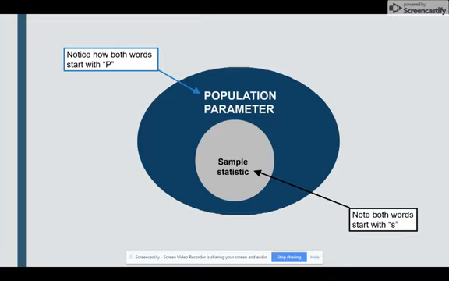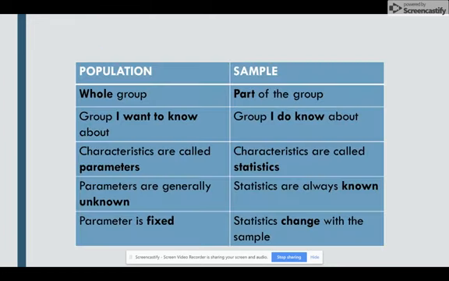Again, here's the visual aid. Notice that population is connected to parameter, and both start with P. Sample is connected to statistic, and both start with S. This table compares the population to the sample, so you can see how they're similar as well as how they're different.